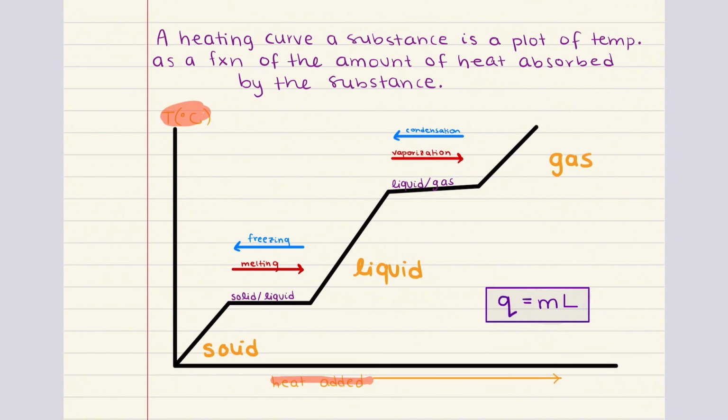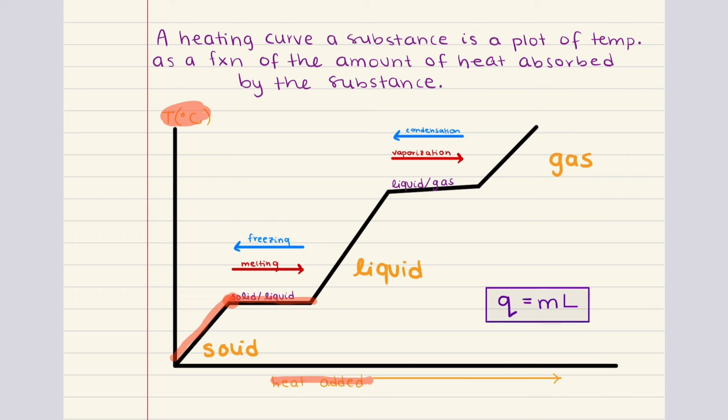So for example, let's consider heating a solid substance. Initially, as heat is added, the temperature of the solid rises until it reaches the melting point. At the melting point, the temperature remains constant while the solid absorbs heat, and this energy is used to convert the solid into a liquid. The amount of heat that's required for this transition is the heat of fusion.